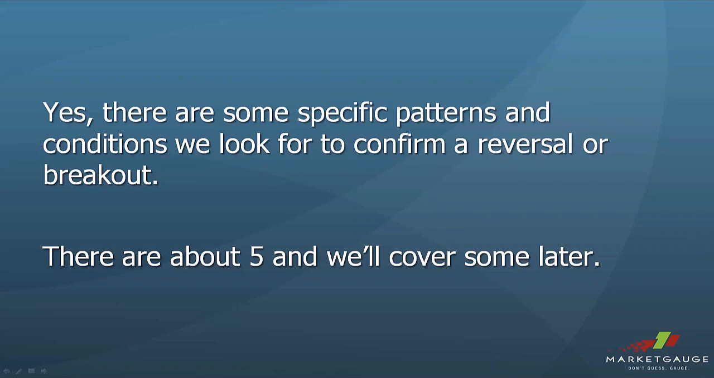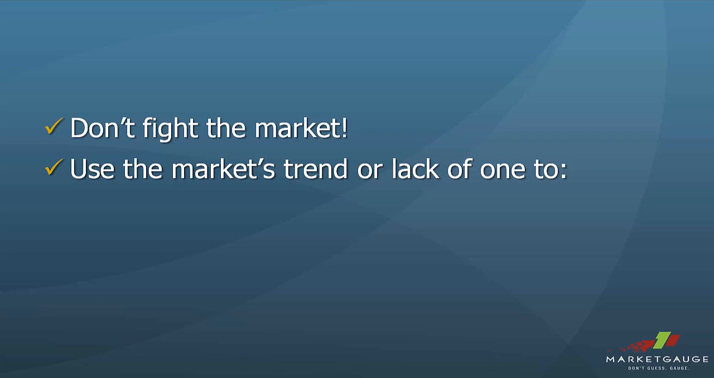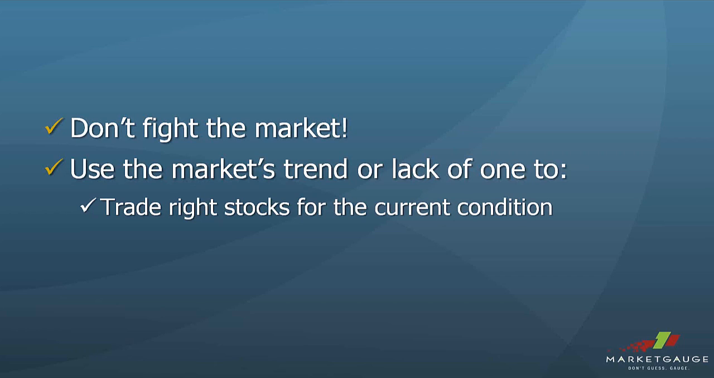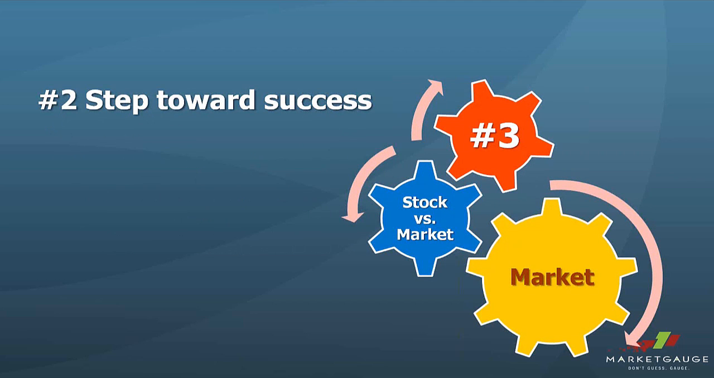And yes, there are some specific patterns that we look for to confirm breakouts and confirm reversals. We'll talk about some of them later. There's a handful of them. All right? So, what are we going to get out of this? Number one, you don't want to fight the market. Number two, use the market's trend or the lack of the trend to be in the right stocks for the current market condition. And if you know how to do this, you'll also find stocks for future days.